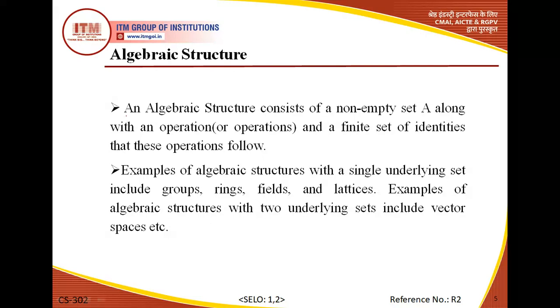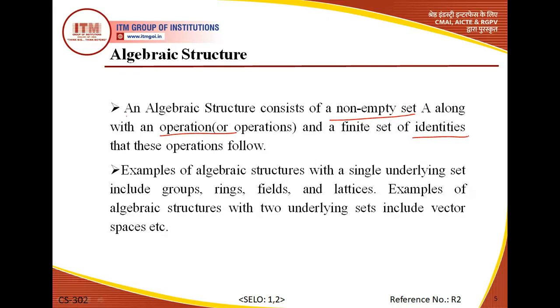Let's see it over here. An algebraic structure consists of a non-empty set A along with an operation and a finite set of identities that these operations follow. So basically, an algebraic structure is a set along with certain properties. If you say this in simple words, it's just a set but with a certain number of properties. Let's read this again. It's a non-empty set A along with certain operations or properties and a finite number of identities that it follows. So we have three things.